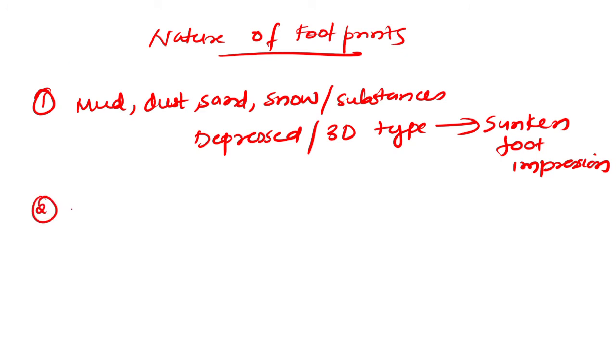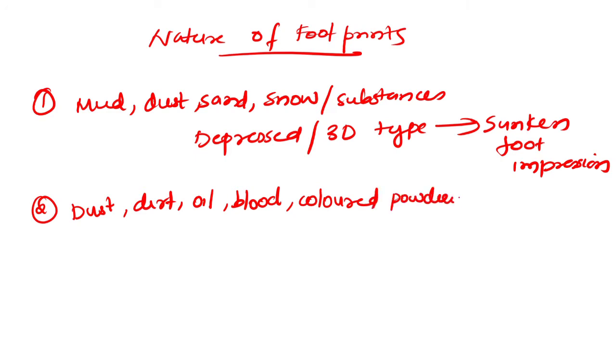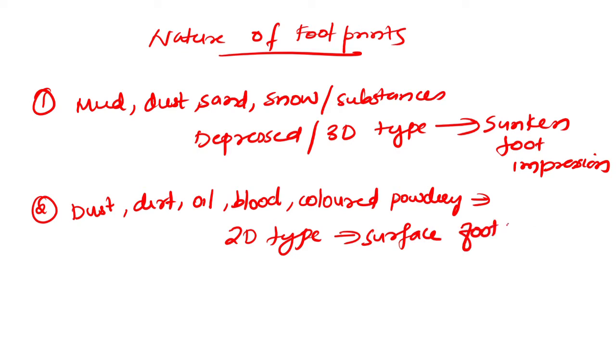And next, if the footwear impression is produced in deposition material like dust, dirt, oil or blood or other colored powdery substance on a smooth or hard surface, this gives a two-dimensional type of impression, and this is called a surface impression or surface footprint. Surface footprints are generally found indoors.